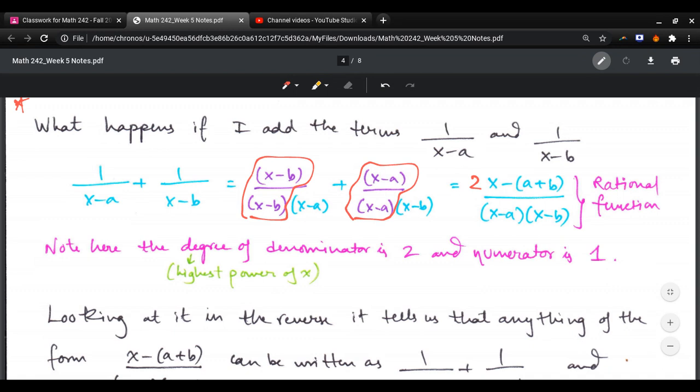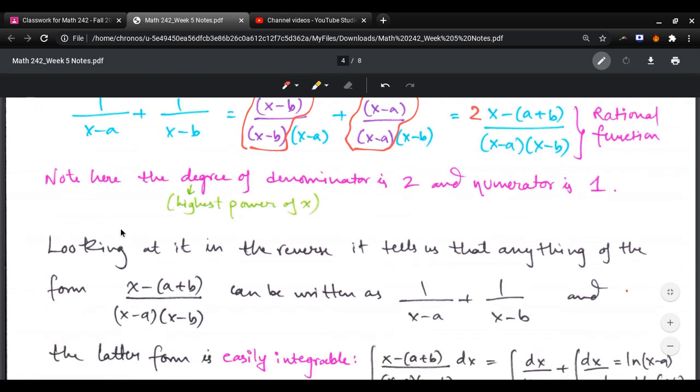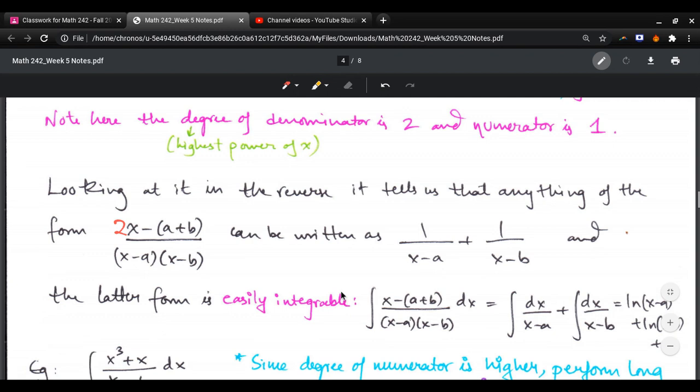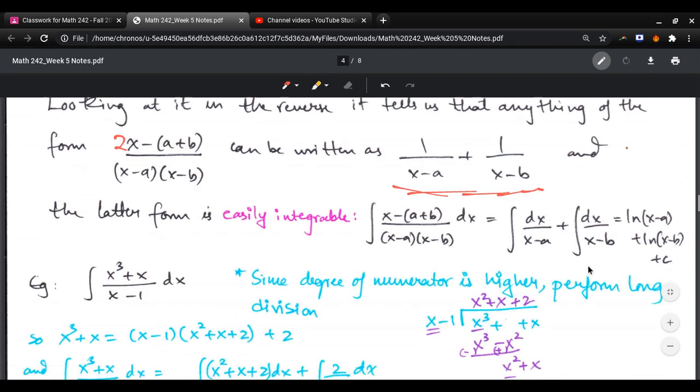Now, looking at this in reverse, it tells us that anything of the form (2x minus (a plus b)) over the product can be written as 1 over x minus a plus 1 over x minus b. And the observation is that this latter form is way easier to integrate than the first one, because we know that the integral of 1 over x minus a is just a log, and 1 over x minus b is just a log. So this gives us the idea that if we can decompose rational functions into individual fractions, they are way easier to integrate using logarithms.